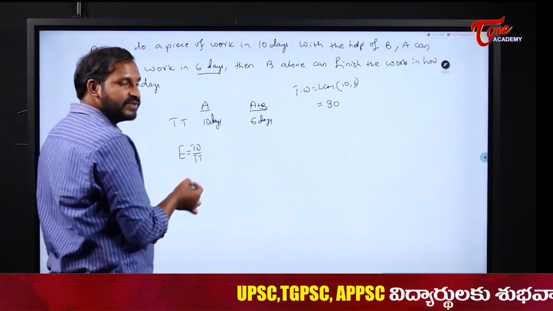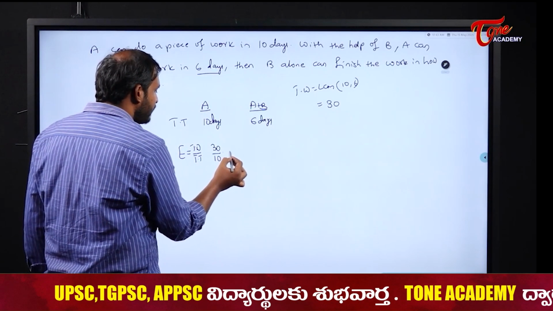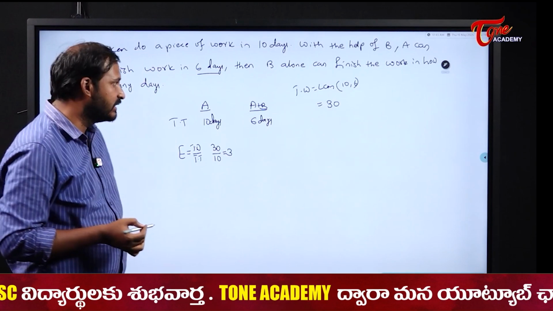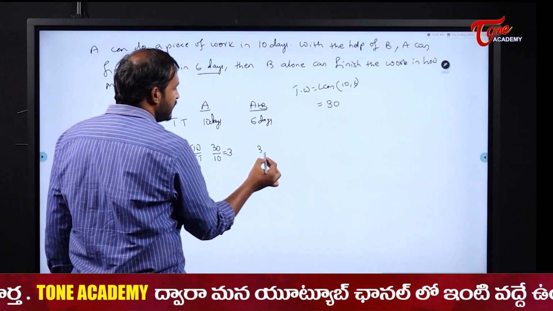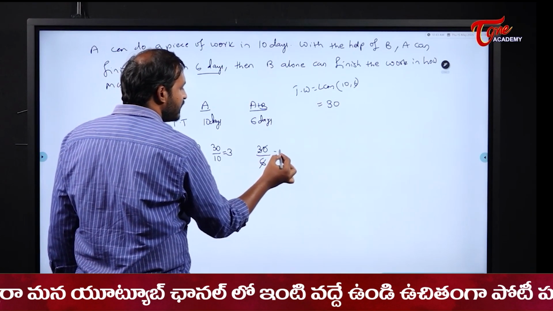Okay. Now what is the efficiency of A? 30 by 10. That will become what? Efficiency of A is 3. Now next. What is the efficiency of A and B together? 30 by time taken by them, which is 6. So here the efficiency will become 5.